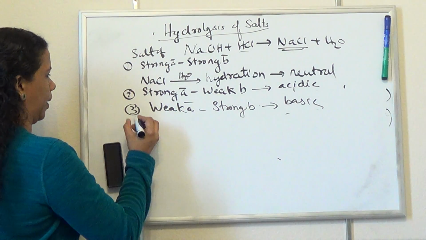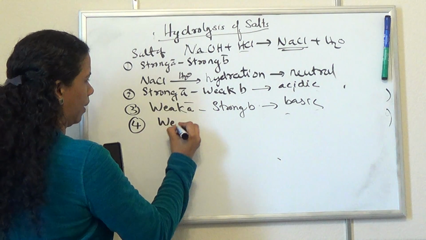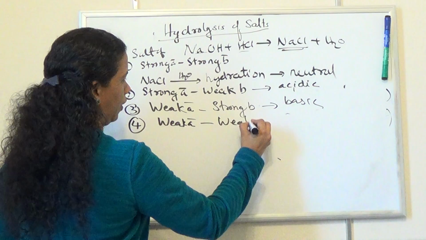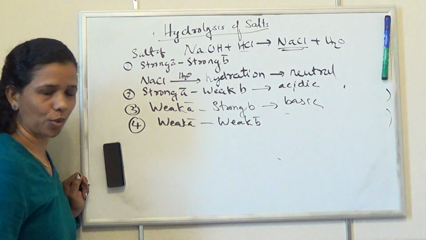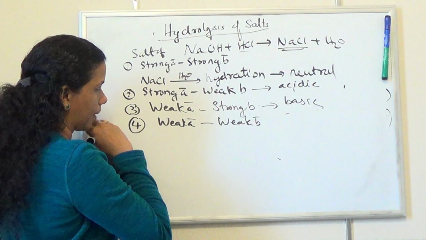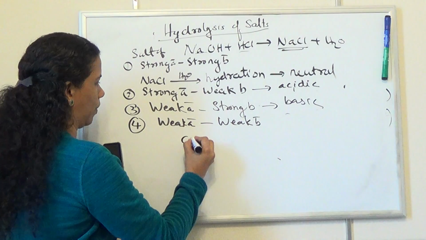Then the fourth one, that is salt of a weak acid with a weak base. Both are weak. So consider an example. Ammonium hydroxide and CH3CO.